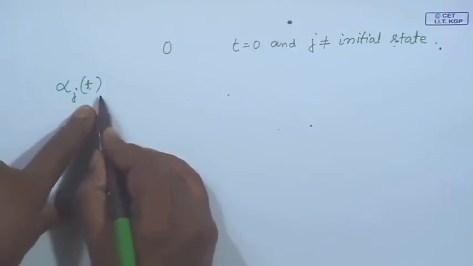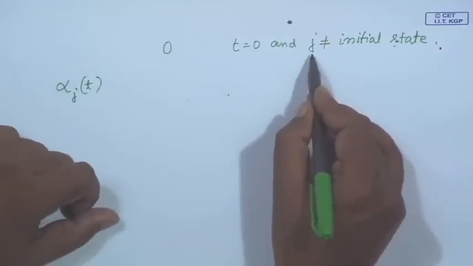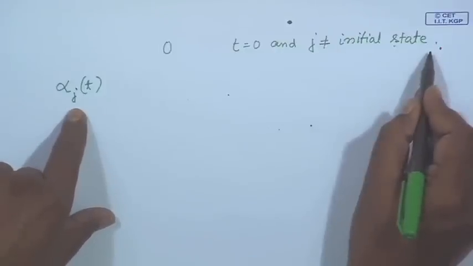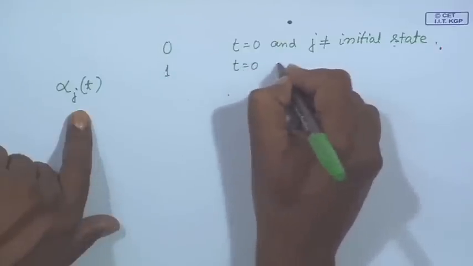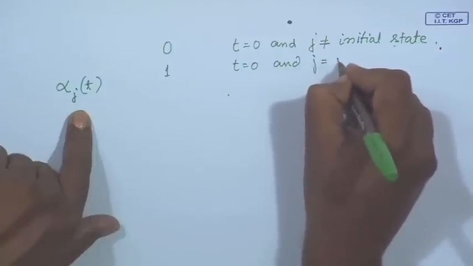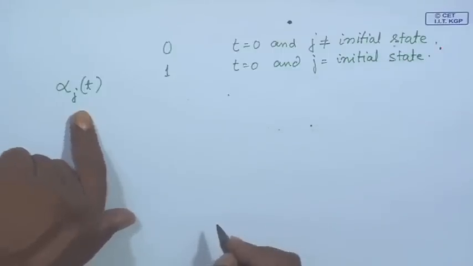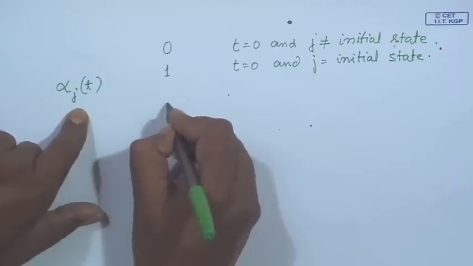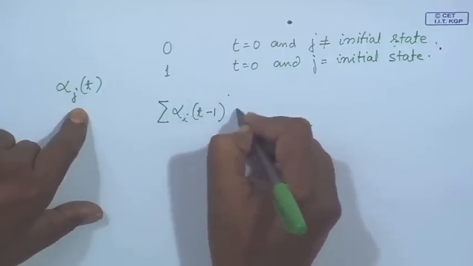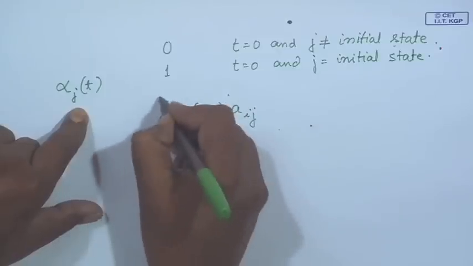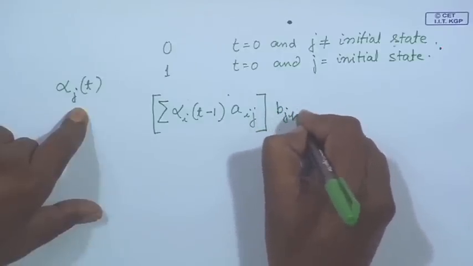I said alpha j t is equal to 0 if I am in the initial step, that is t equal to 0, and this j is not an initial state. If it is an initial state, then this will be equal to 1, that is t equal to 0 and j is the initial state. Otherwise, I define this alpha j t as the sum of alpha i t minus 1 into a i j into b j k v t.